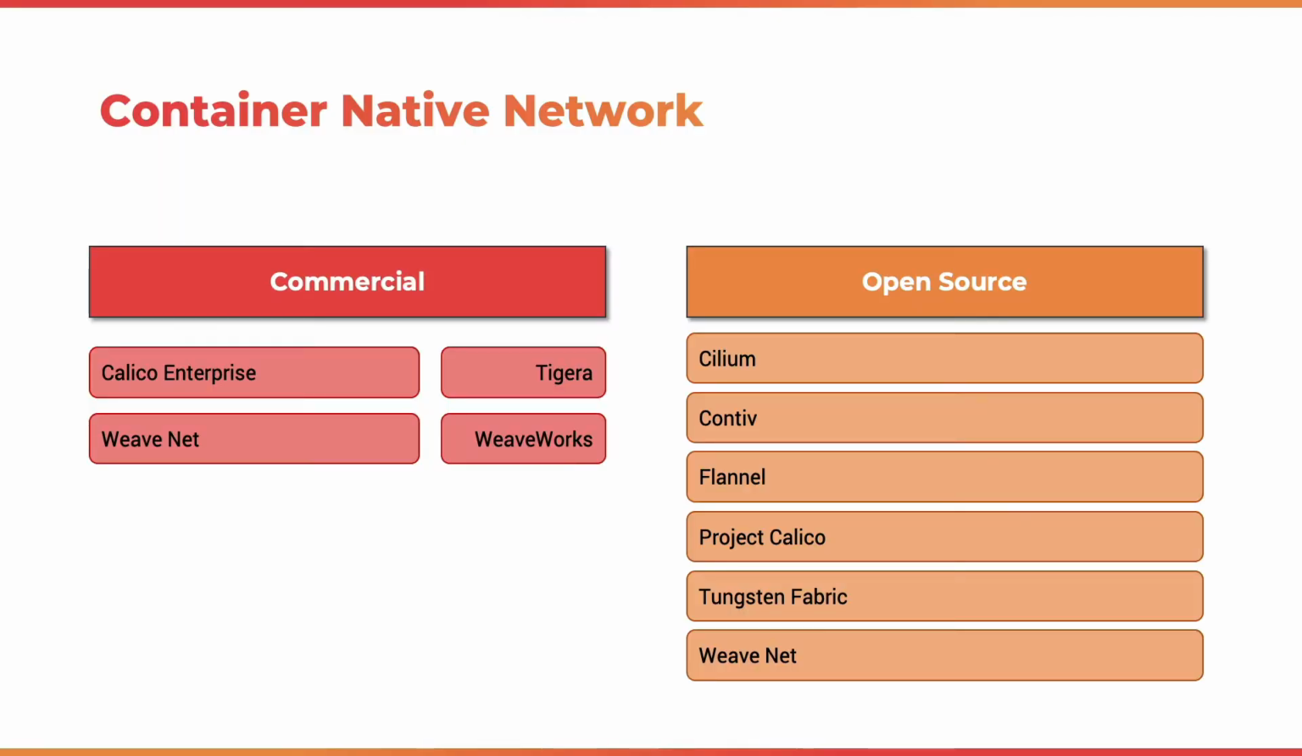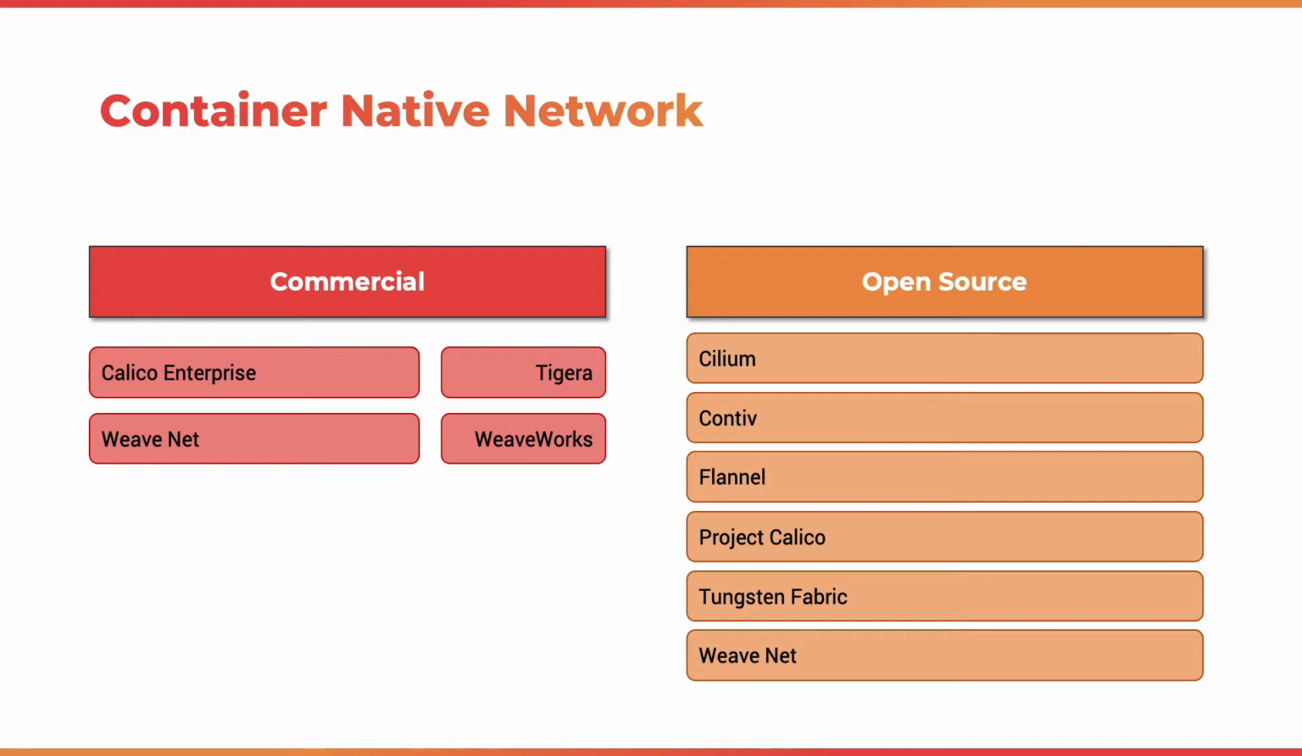For example, Project Calico is very popular among the ecosystem. Cilium is getting a lot of traction. Flannel is very easy, very simple to get started. It is also an open source project. So you can choose from any of these when you're configuring network for your cloud native stack.